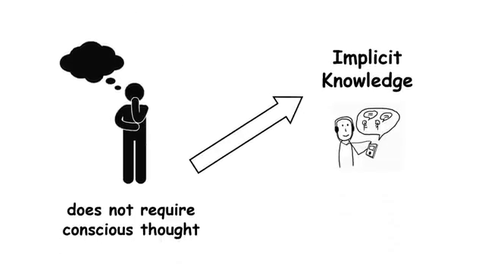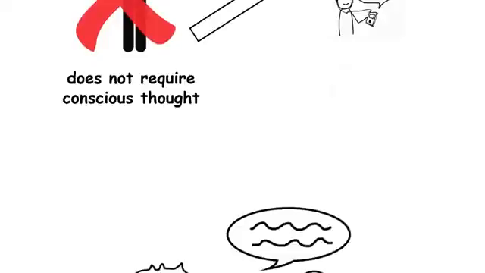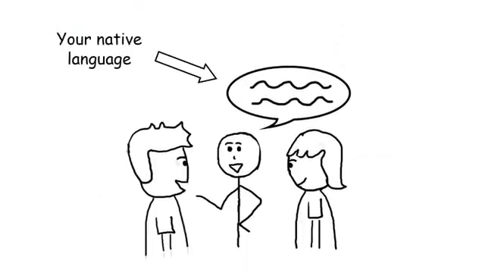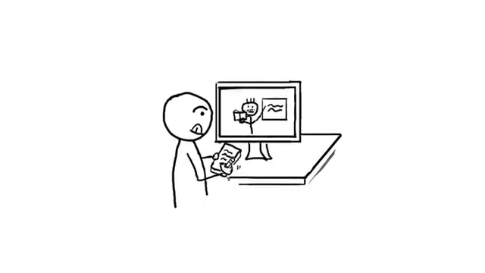In contrast, accessing implicit knowledge doesn't require conscious thought. You don't have to think about the knowledge in order to use it. Think about how you speak your first language. It's pretty effortless, isn't it? You can speak properly without having to think about any grammar rule. That is possible only because your knowledge of your native language is implicit. For this reason, implicit learning is a much better learning strategy. When you don't have to think about English, it frees up your mind so you can fully concentrate on expressing your thoughts and ideas.